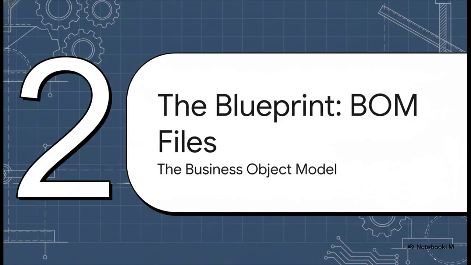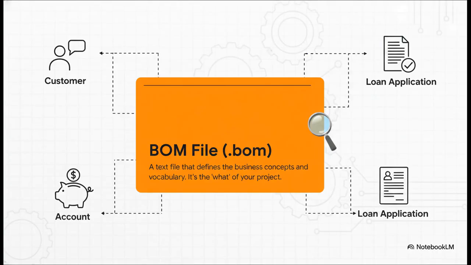Okay, so let's start with the absolute foundation of any ODM project, the business object model, or what we call the BOM file. This thing is the project's core blueprint. The BOM file is where you define all of your business concepts. It's the place where you spell out terms like customer, account, or loan application. You're defining what these things are and what properties they have. And what's absolutely crucial here is that this is all done completely separate from any of the underlying technical code.